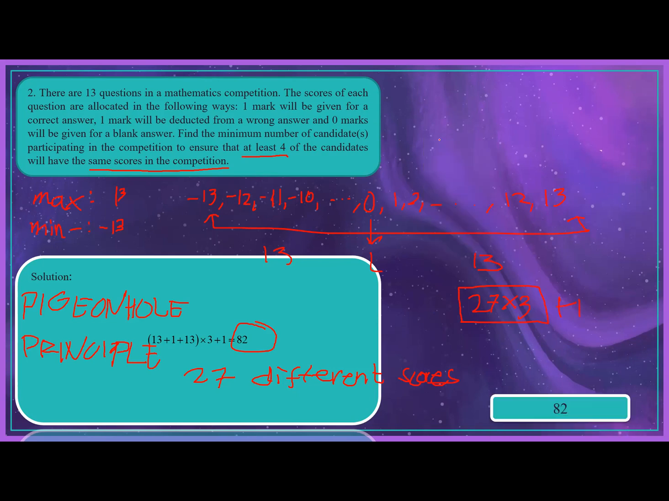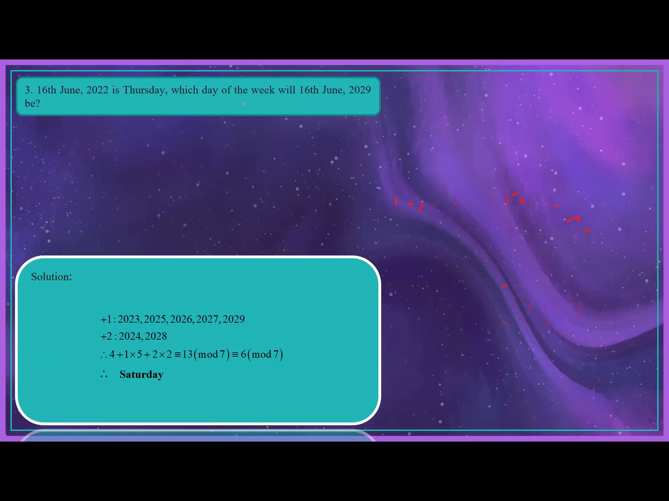So next, the 16th of June 2022 is Tuesday. Which day of the week will the 16th of June 2029 be? Okay, so we know that there are 2 leap years in this span. So 2022, this list, 2023, 24, 25, 26, 27, 28, and 29. So our leap years would be 2024 and 2028.